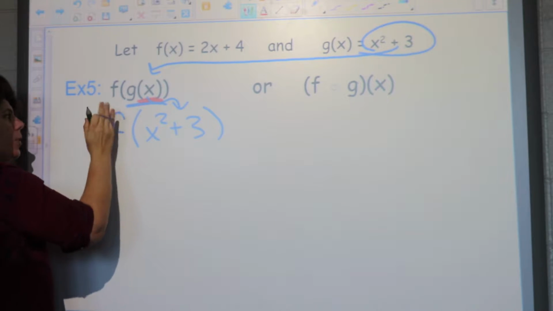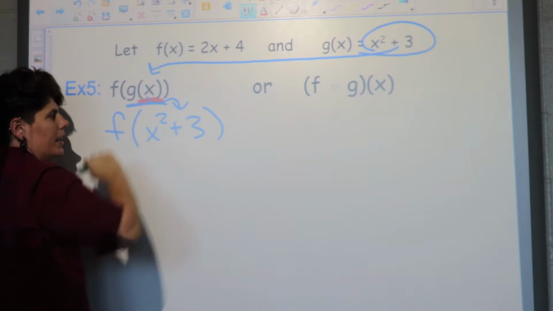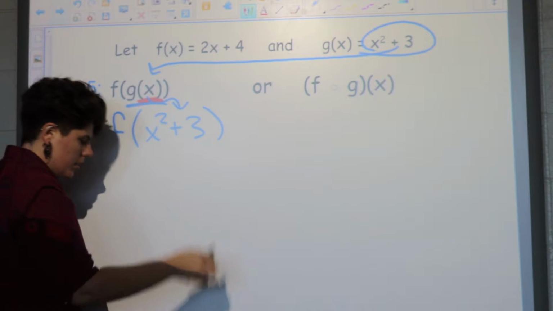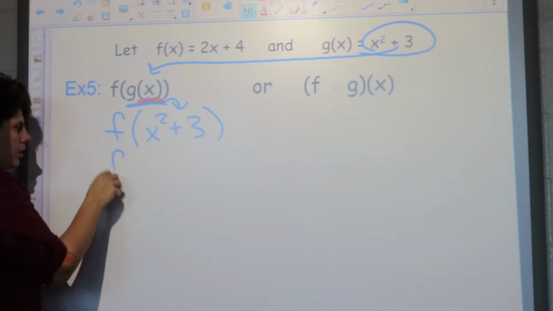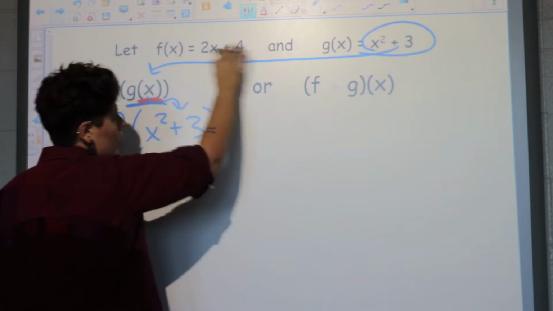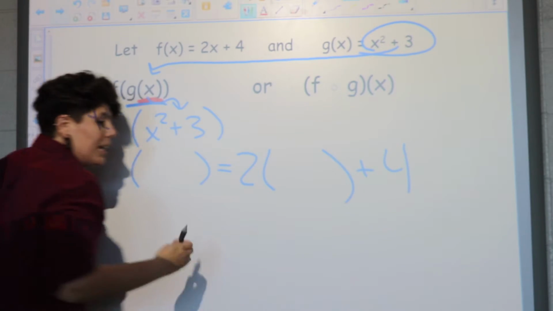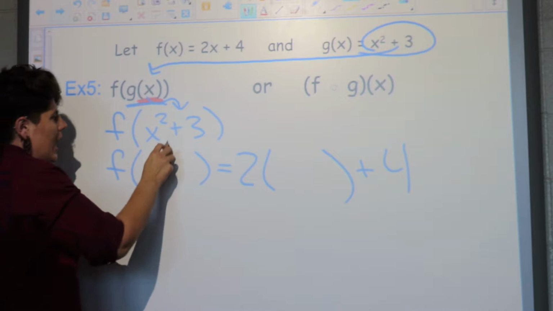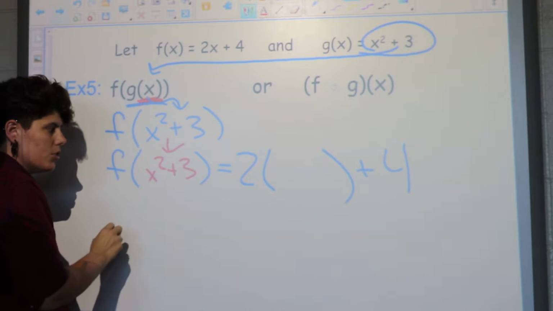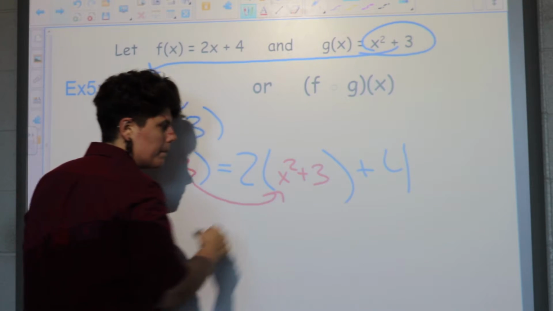Which means I'm working with my f function, and instead of plugging in a number, I'm going to plug in a whole other function here. So I'm going to write my f function with a blank. So f of something equals 2 times something plus 4. I just left a blank wherever the x was. I know that I'm looking for f of x squared plus 3, which means wherever I have a blank, I'm putting x squared plus 3.